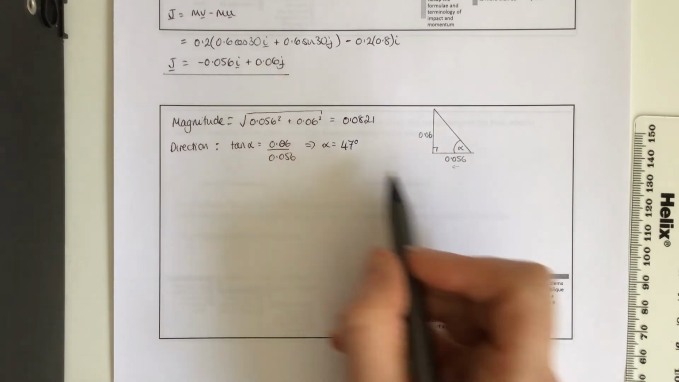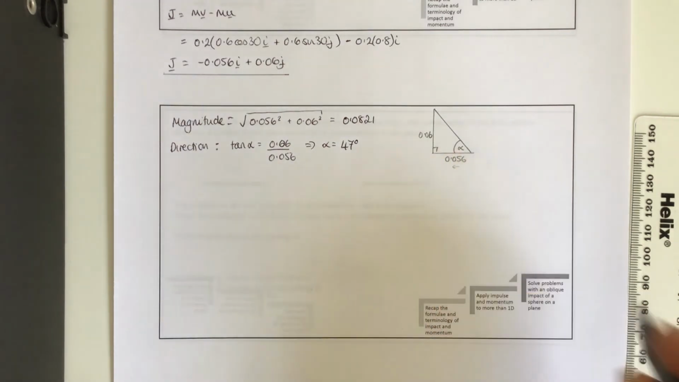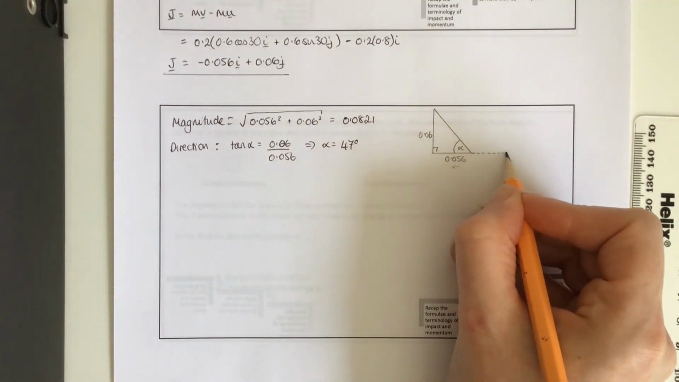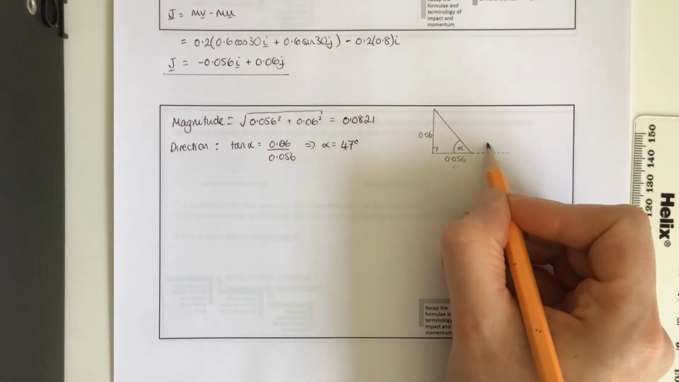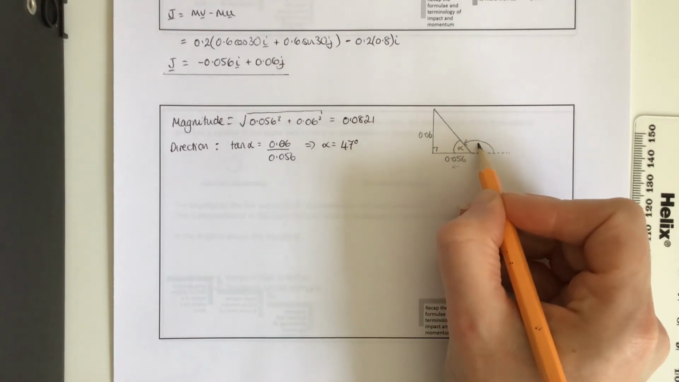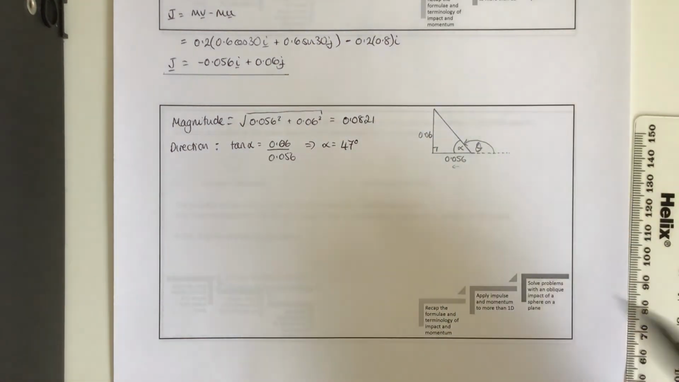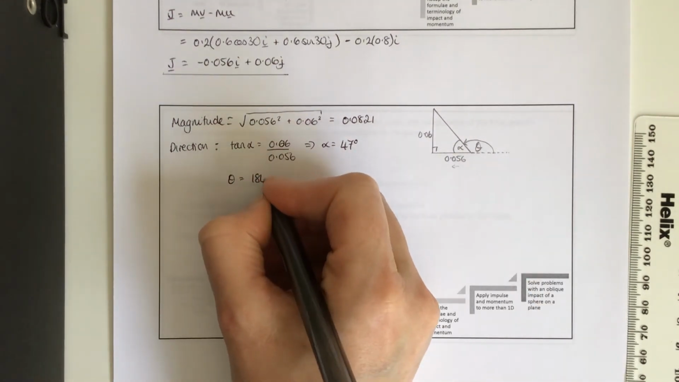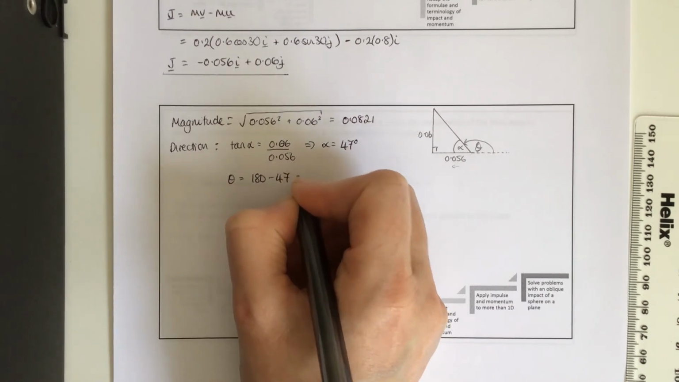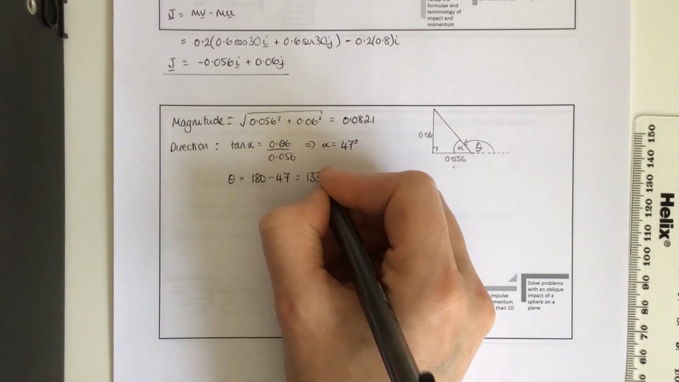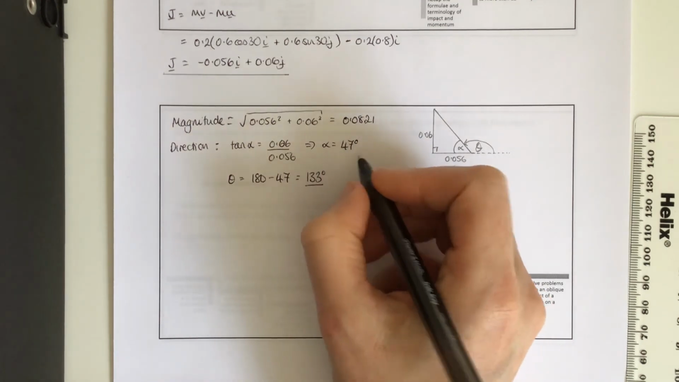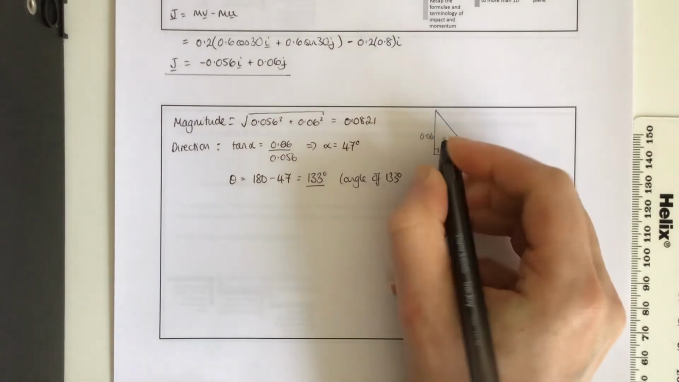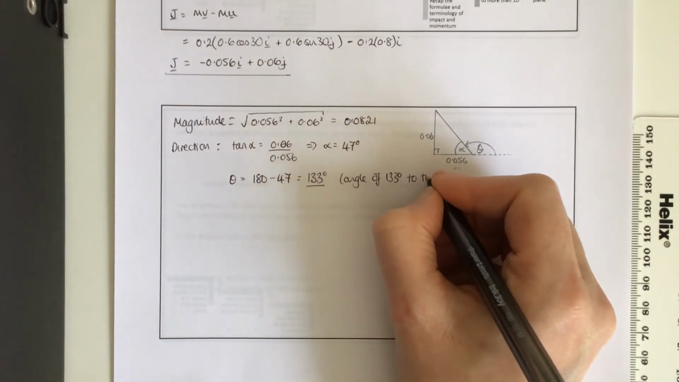That doesn't give me the full direction though, that just tells me this angle. In terms of the direction, the initial direction, if we go back to this diagram, u was going in this direction. So I want to know what that angle is there. So I'm going to call that theta. So theta, we know, makes a straight line. So it's going to be 180 minus 47, which is 133 degrees. So therefore, we can say that's an angle of 133 degrees to the initial motion of the ball.